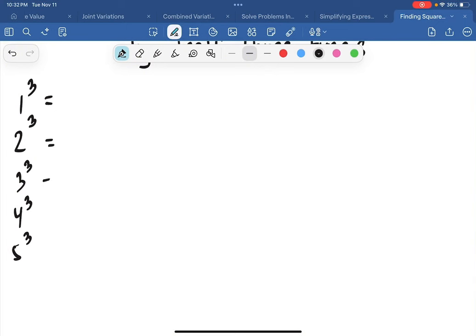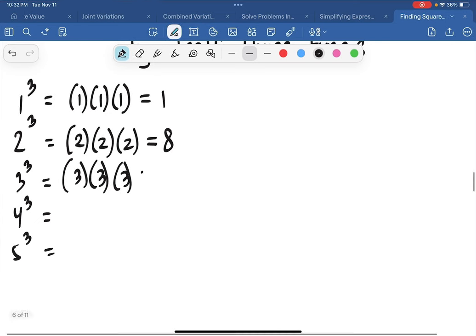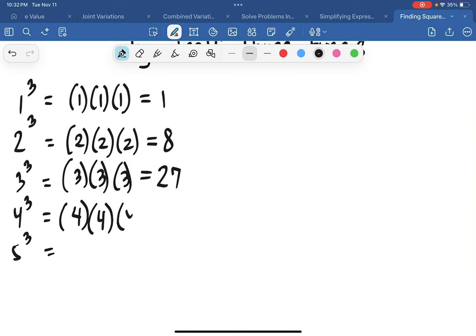So as we expand this, it would be 1 times 1 times 1, which is equal to 1. Next would be 2 times 2 times 2, which is equal to 8. This one would be 3 times 3 times 3, which is equal to 27. Here we have 4 times 4 times 4, which is 64. And the last example is 5 times 5 times 5, which is equal to 125.